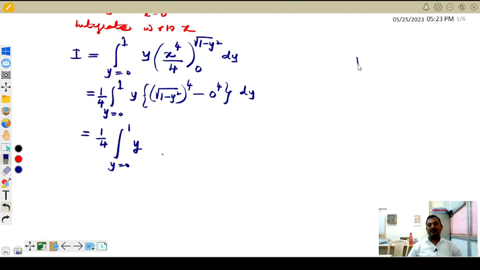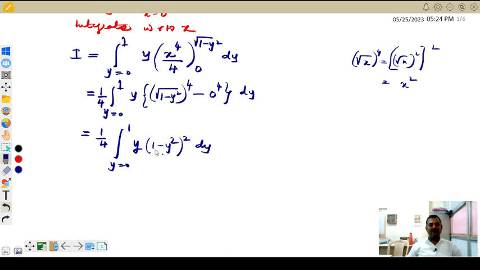Just concentrate here. You know that, for example, root x whole raised to 4 can be written as root x whole square, whole raised to 2, or simply root x whole square is just x. This is 2, means just x square. Like that, this will become 1 minus y square whole raised to 2, minus 0, dy, student.